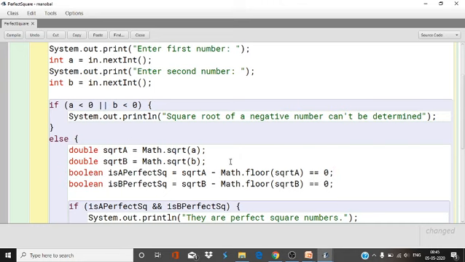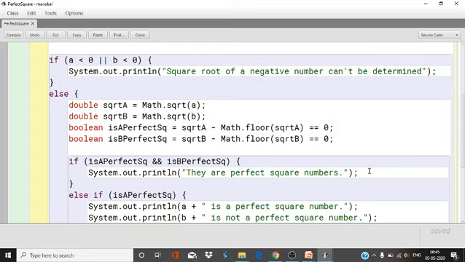But if I enter 81, what will be the square root of a? 9. Now 9 minus 9.0, so the floor of 9.0 is 9 only. So 9 minus 9 equals 0. This is the basic concept I have used.